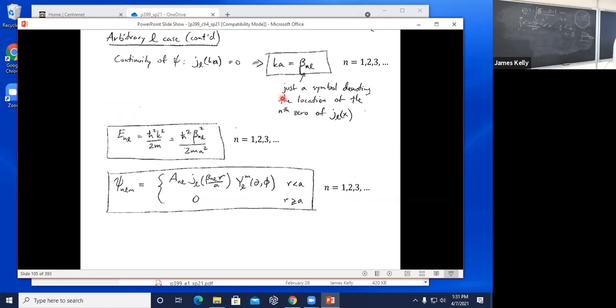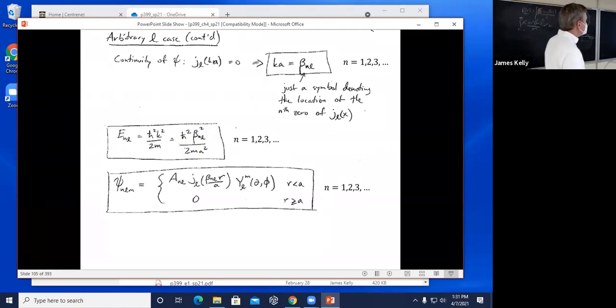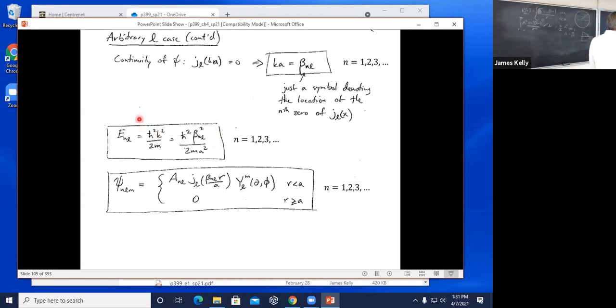Why give a name to it? Well, because then I can actually write down a formula for E as a function of N and L. Now it doesn't just depend on N, like it did for the L equals 0 case, but in general, it depends on L. And so it depends on those beta NLs. We just use Ka equals beta NL and substitute it into our relationship between energy and K to get the allowed energies. So here are all the allowed energies for all L's, assuming you understand what that symbol means.